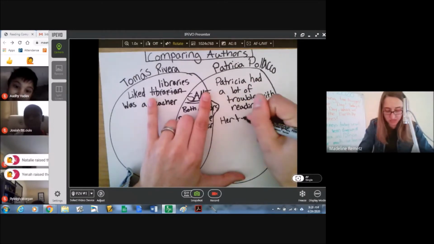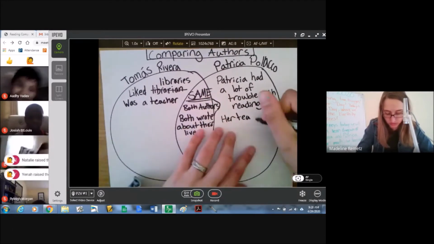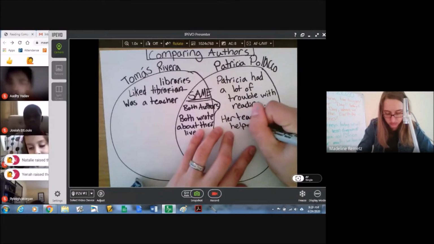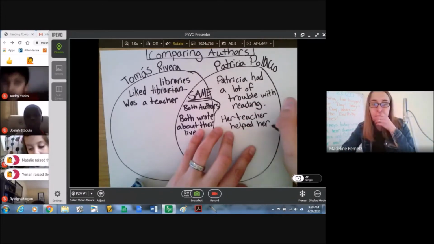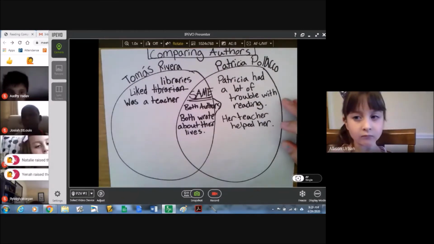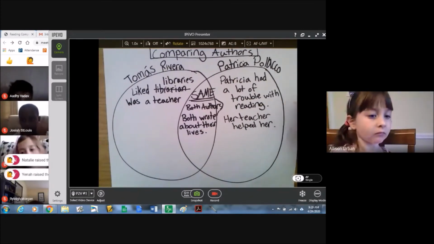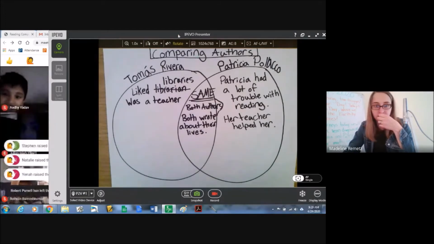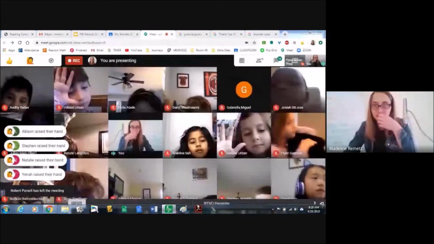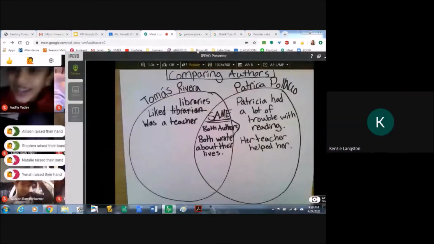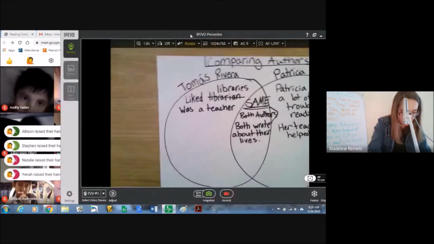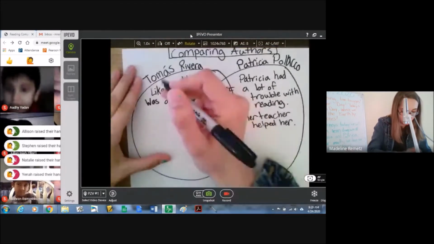Ooh, who helped Tomas Rivera? So Patricia Polacco's teacher helped her. Let's see, who can tell me? I want to make sure that Kenzie's not over here raising her hand, is she? Oh, go ahead, Kenzie. His grandpa helped him. Kenzie, you have a memory times 10. That's amazing. So, oops, I spelled his name wrong.